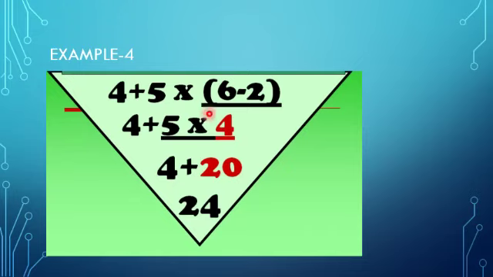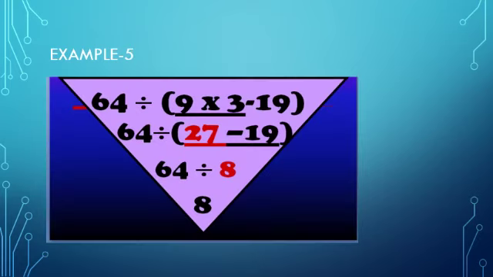Similarly, we will solve this example. 6 minus 2 is 4. Then there is multiplication and addition. As we have learned, we have to solve multiplication first. So 5 times 4 is 20. 20 plus 4 is 24. Then inside the bracket we have to solve first, but inside the bracket there is multiplication and subtraction. So 9 times 3 is 27 minus 19. We will solve it first and the answer will be 8. In the last we will solve division, and 64 divided by 8 is 8.